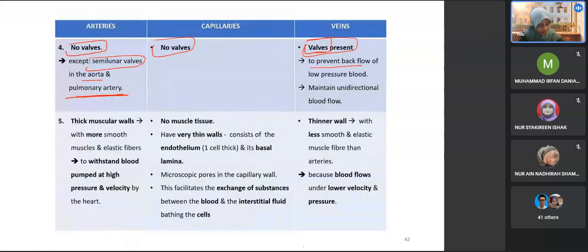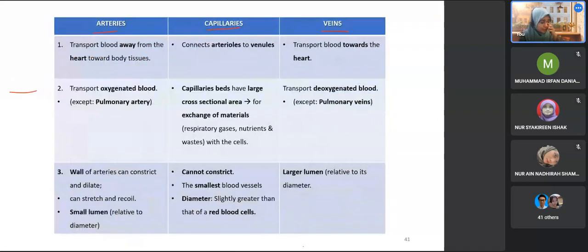Saya dah termix satu slide. Kita patah balik.